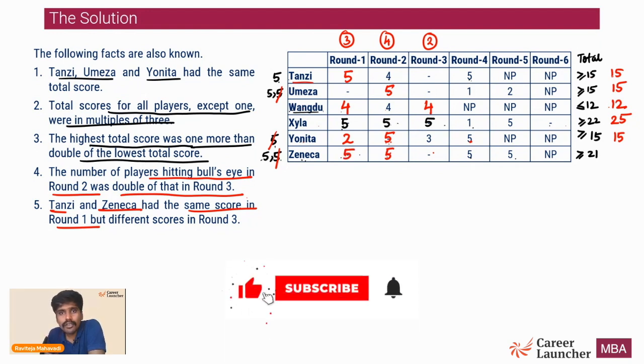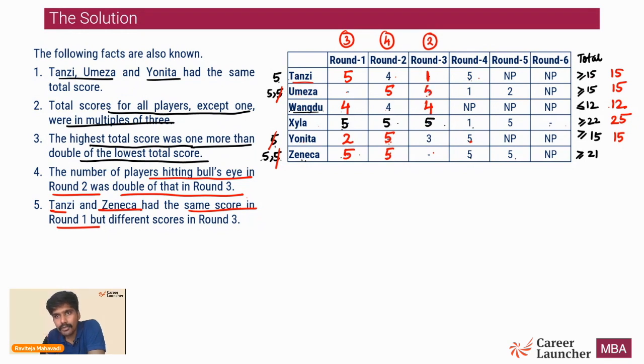And if the total score of T is 15, 5 plus 5 plus 4, this has to be 1. And if the total score of U is also 15, he cannot have 5 in round 1, so he must have 5 in round 2. 5 plus 5 plus 1 plus 2, 13. So this has to be 2.